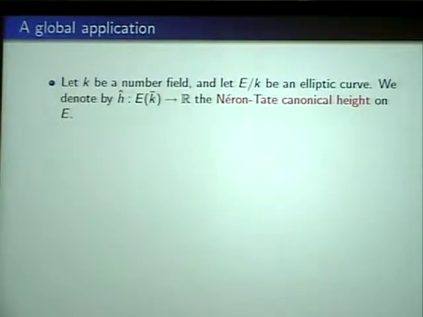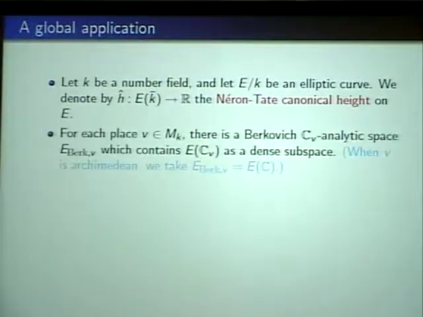But the thing I want to mention, and this is the next to last slide, I think, is a global application. And just very quickly, here's what it is. You have a global Néron-Tate height over a number field, which is a sum of local heights. And you can use this interpretation I gave to actually prove something. So at every place you have a Berkovich analytic space associated to V, which you take to be the usual complex torus in the Archimedean case, but you take the Berkovich space in the non-Archimedean case.